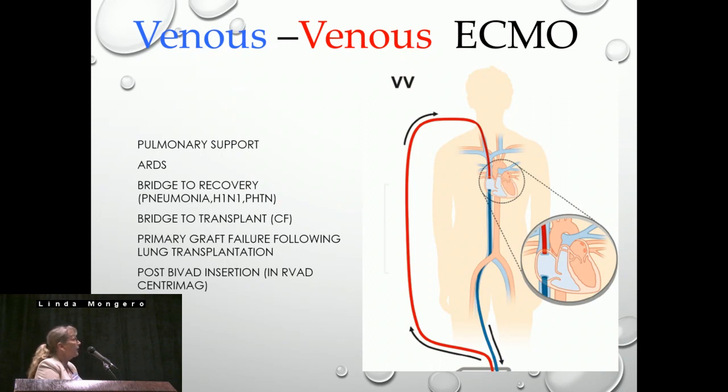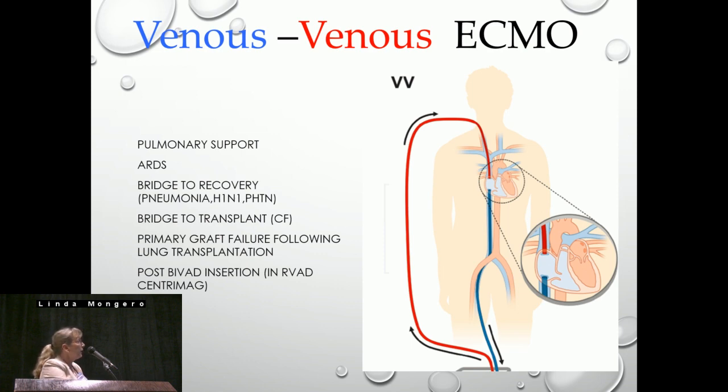You can see, as I said, it was for pulmonary support, ARDS, bridge to recovery, pneumonia, H1N1, which is how we all got involved with this, and then primary pulmonary hypertension, bridge to transplant for patients that have cystic fibrosis, primary graft failure following lung transplantation, or post-BiVAD insertion in an RVAD. So you're already on RVAD and now the lungs fail, so you place an oxygenator into that right side.